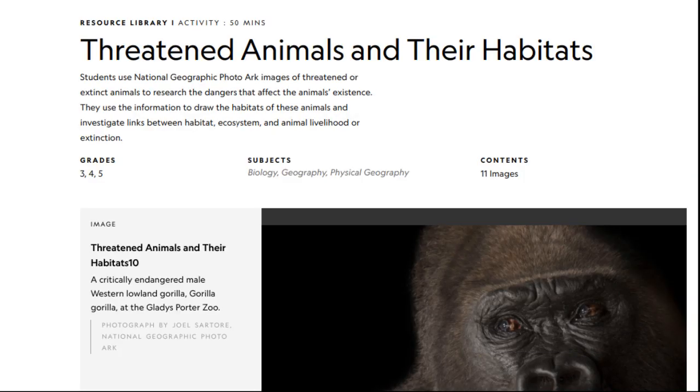We started with this National Geographic resource, as the Grade 4 science curriculum contains the big idea that changes to habitats, whether caused by natural or human means, can affect plants and animals and the relationships between them.